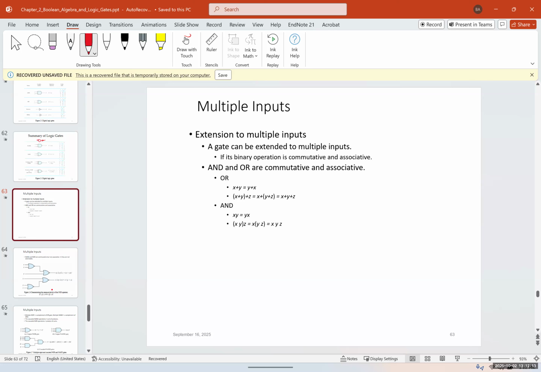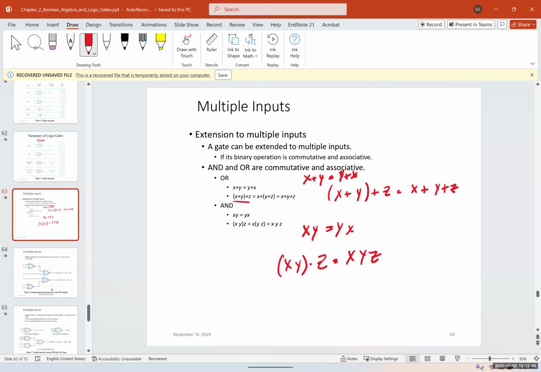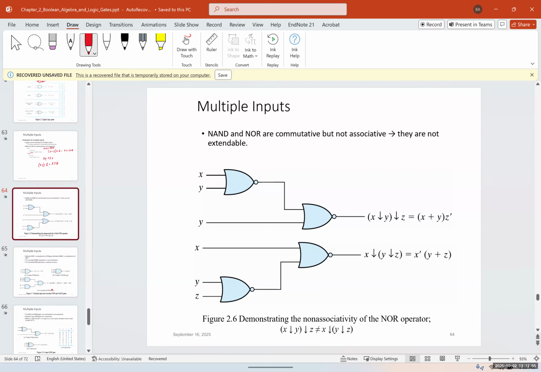So for example, if we have X plus Y plus Z, we can write it as X plus Y plus Z. Or we can write X plus Y as Y plus X. And same thing for the AND gate. We can do XY is equal to YX, and XY times Z is equal to XYZ. So we can easily expand an AND gate or an OR gate. But it's a little challenging for the NAND, NOR, and XOR gates, and I'll explain that.